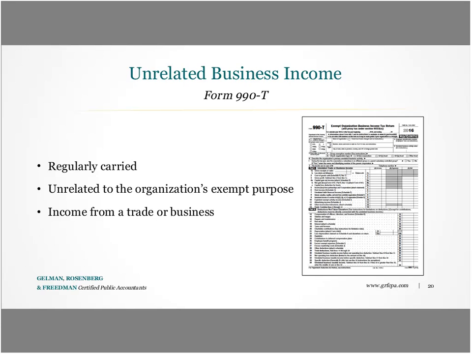Typical UBIT activities are things like advertising in a publication, because advertising is not usually considered an exempt purpose activity. Possibly ads on your website could trigger UBIT, and things like debt financed rental income, items like that.